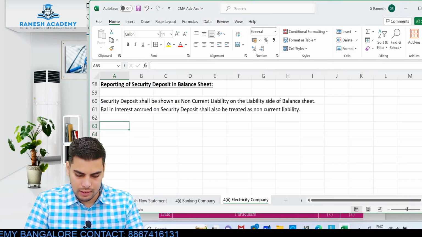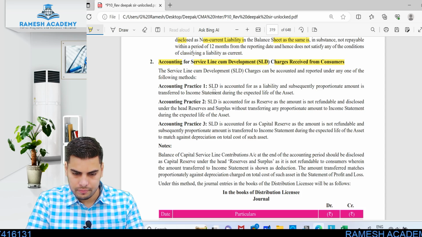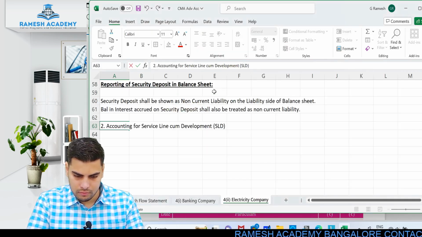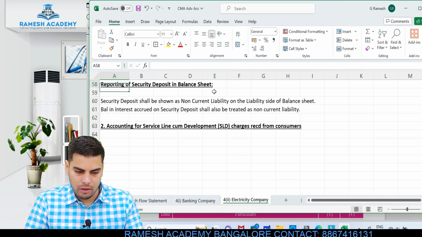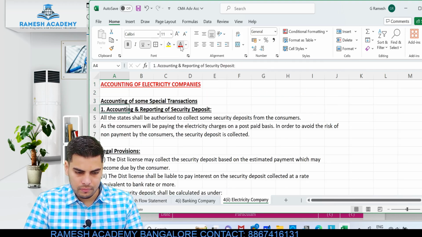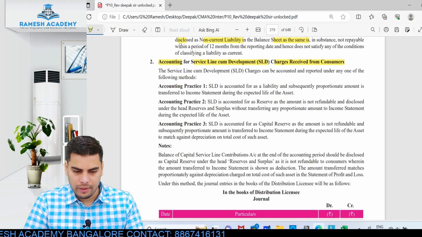Okay, so the next thing is accounting for service line cum development charges received from consumers. This would be the second special adjustment. The first special adjustment pertained to security deposit. All right, so let's talk about this.